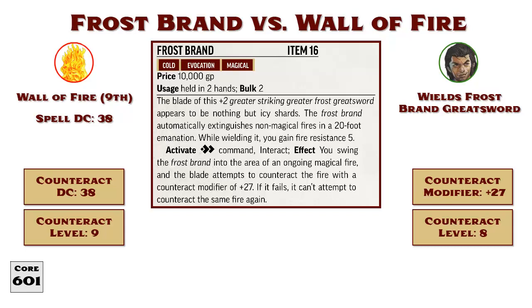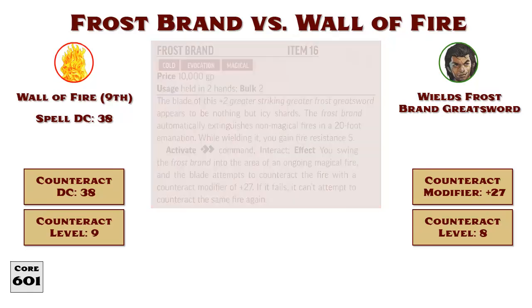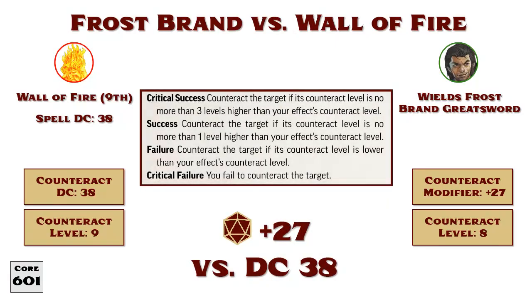Valeros spends 2 actions and strikes the wall of fire with his Frostbrand sword. He rolls a counteract check of 1d20 plus 27. Because the wall of fire's counteract level is 1 higher than Valeros's, he needs to roll an 11 or higher on the die in order to destroy the wall of fire. If he rolls a 10 or lower, then he fails and may not attempt to counteract the same wall of fire again.